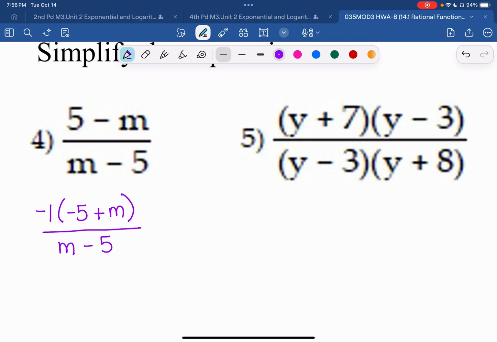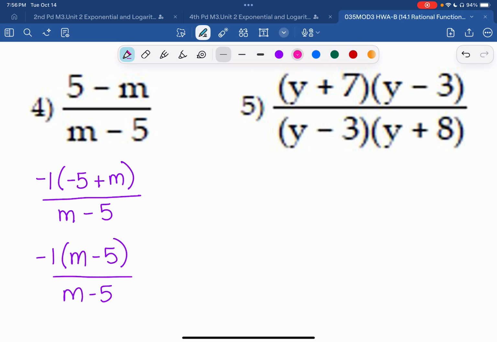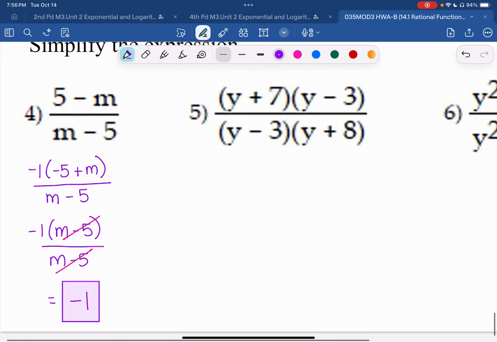Well, now if we look at them, the signs are the same. So I'm going to rearrange the order in the top so you guys can see. So I'm going to just write that m first, write the 5 second. Now I can see that they are the same. And I can cancel this and this. And the only thing I'm left with is a -1. So when you have something like this and they are the same, the only difference is the sign, they can cancel. They'll cancel to a -1.